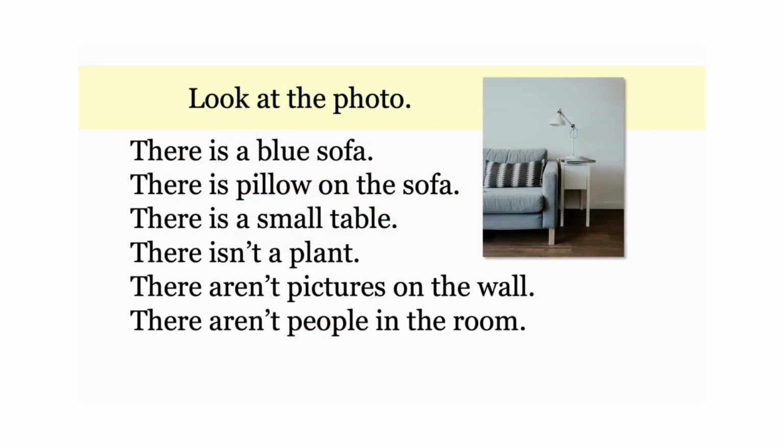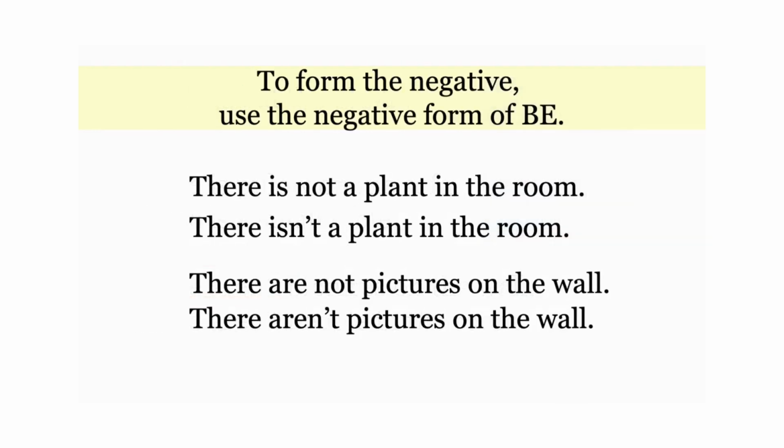Look at the photo. There is a blue sofa. There is a pillow on the sofa. There is a small table. There isn't a plant. There aren't pictures on the wall. There aren't people in the room. Now you see we've got some negative contractions that look just like the contractions for be verb. They're not any different. To form the negative of there is, there are, use the negative form of be. There is not a plant in the room. There isn't a plant in the room. There are not pictures on the wall. There aren't pictures on the wall. Let's try.